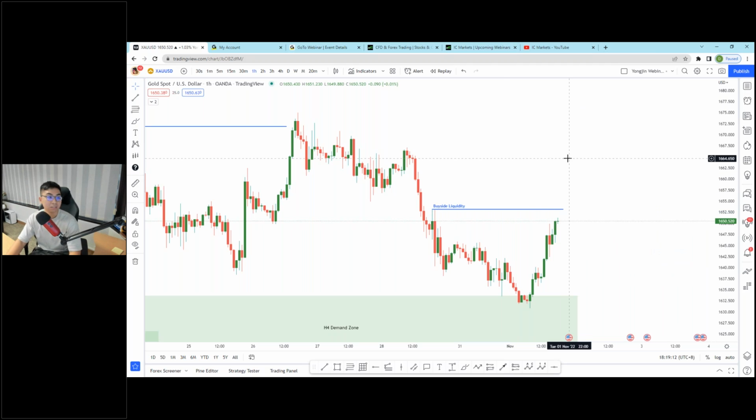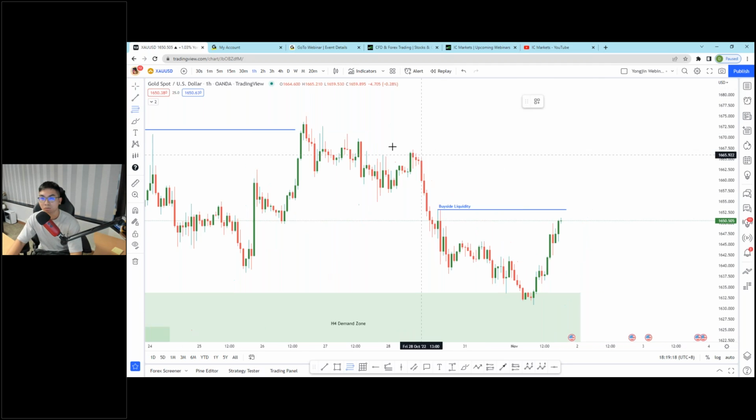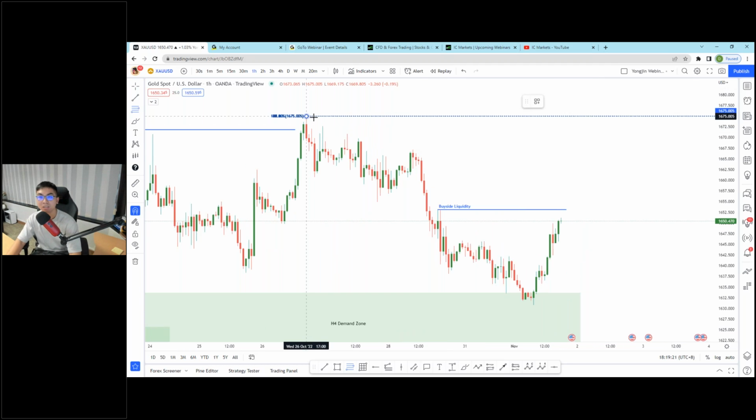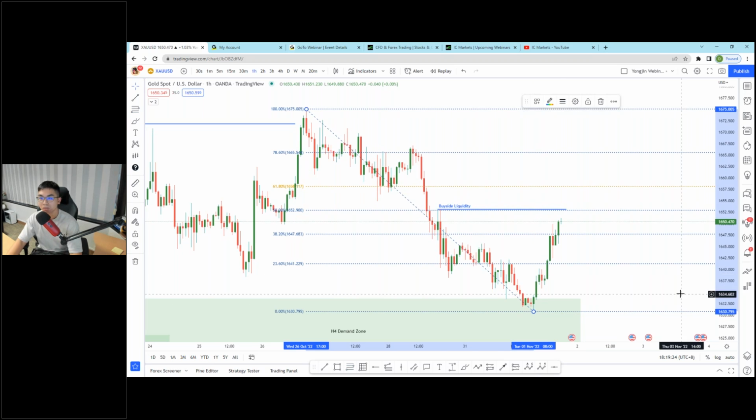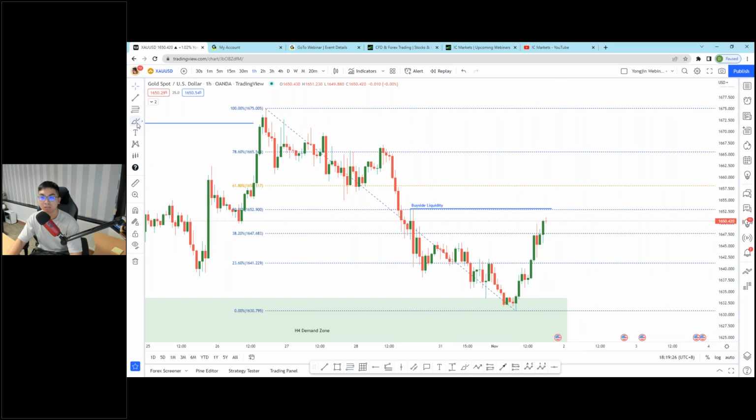So just looking at this area, what you want is multiple confluences. So maybe we can draw a Fibonacci line, drawing from the top at the swing high to the swing low. Right there at the buy side liquidity, the equal high area, there is a 50% Fibonacci line. Also adding confluence to that, there is an H1 market imbalance.